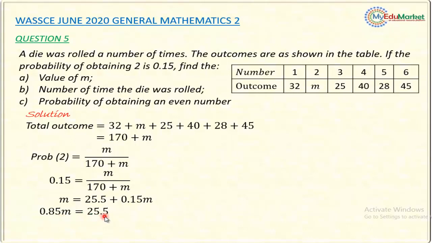To get M, now I'll divide both sides by 0.85. Dividing both sides by 0.85 will leave me with M on the left, and on the right, dividing 25.5 by 0.85 gives 30. So the value of M is 30. So question A has been answered, which means outcome 2 was obtained 30 times.